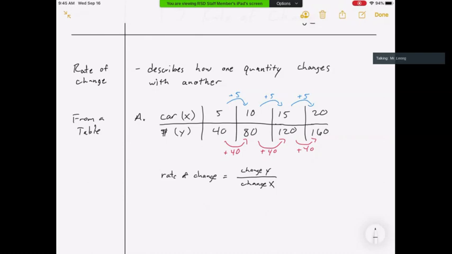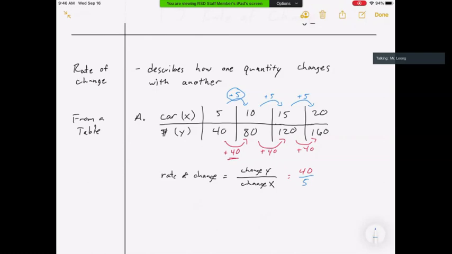So in this case, let's look at this. How much did our y change from one point to the other? It went up by 40. So the change was 40. And how much did the x change? It changed by 5. So our rate of change would be 40 over 5.